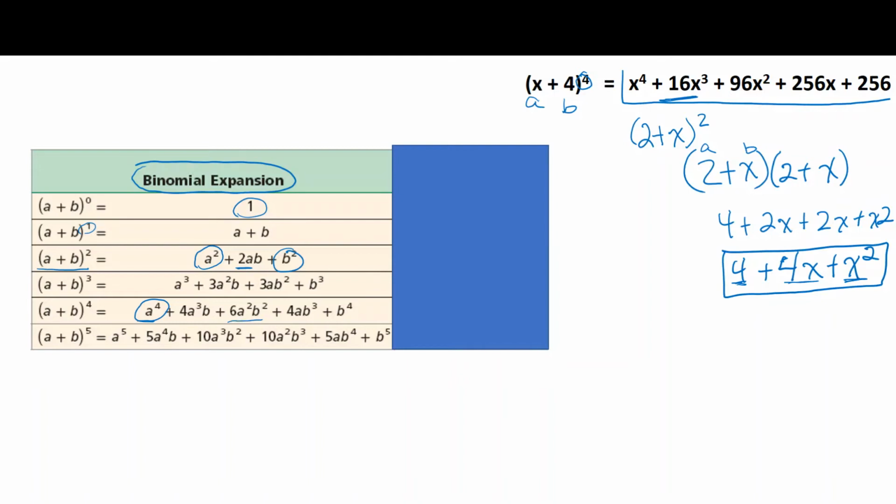And then our next term, we see 6a squared b squared. Well, a squared is going to be x squared, so there's our x squared. And then it says take b and square it. That'd be 16, and multiply it by 6, and that happens to be 96. And then he said, okay, for the next term, we've got 4ab to the 3rd.